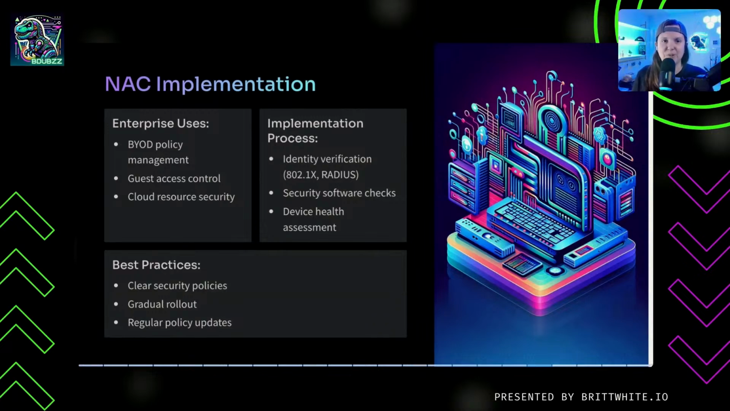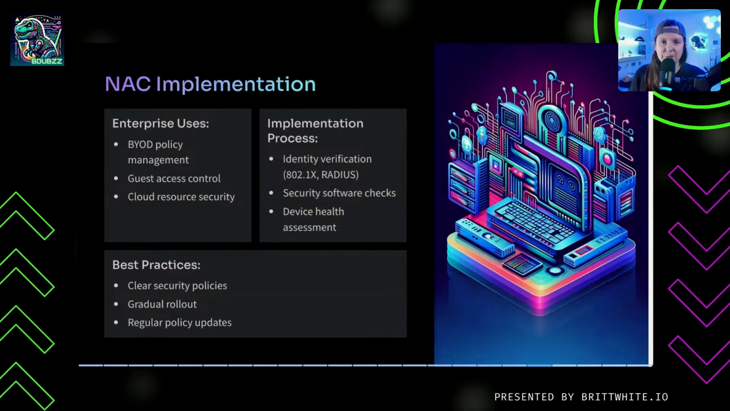Let's think about an example. When an employee's laptop tries to connect to a large corporation's network, the NAC performs several checks. First, it verifies identity through 802.1x and RADIUS authentication. Then it confirms all required security software is running and up to date. Finally, it assesses the device's overall health and security status. If any issues are found, the device is automatically quarantined until problems are resolved.